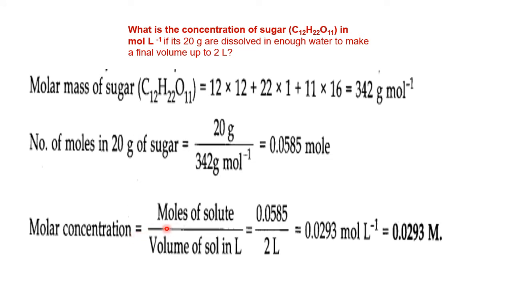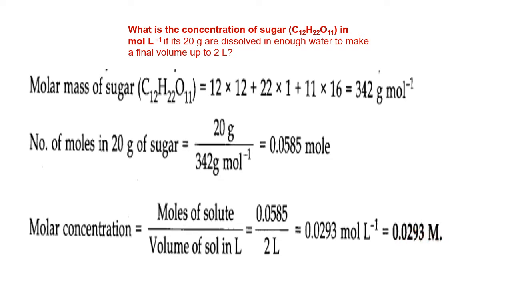Molarity formula is equal to what? Moles of solute in volume of solution in liters. What is the moles of solute? What is the solute here? The solute is sucrose. So moles of sucrose equal to 0.0585. Just now we have calculated by how much he has to go for the volume up to 2 liters. So moles of sucrose by volume of solution in liters gives you 0.0293. So the molarity of the sucrose equals 0.0293 M. Okay, very good.